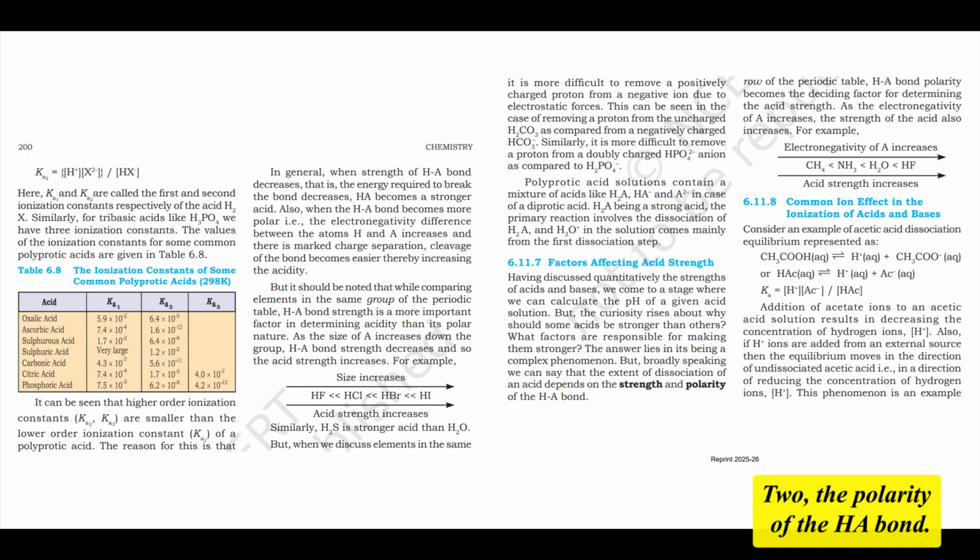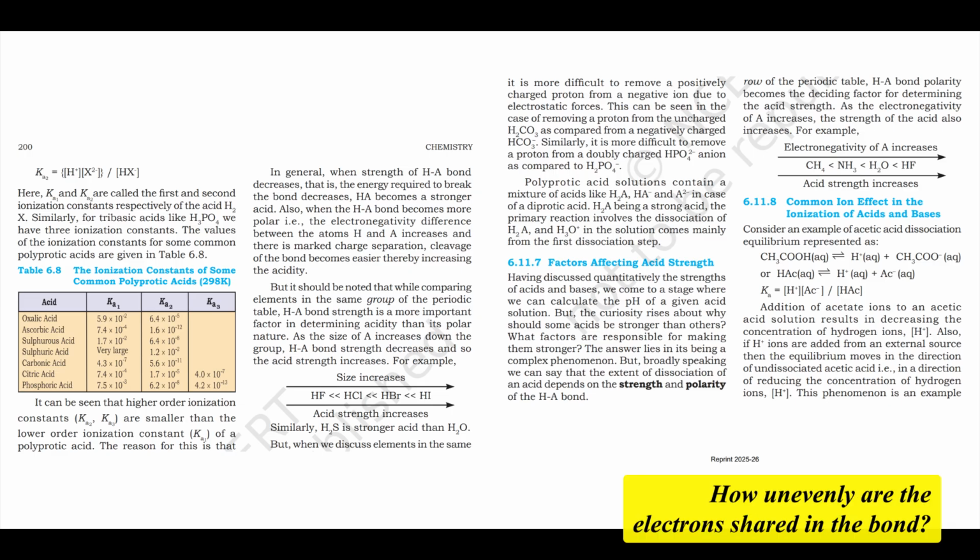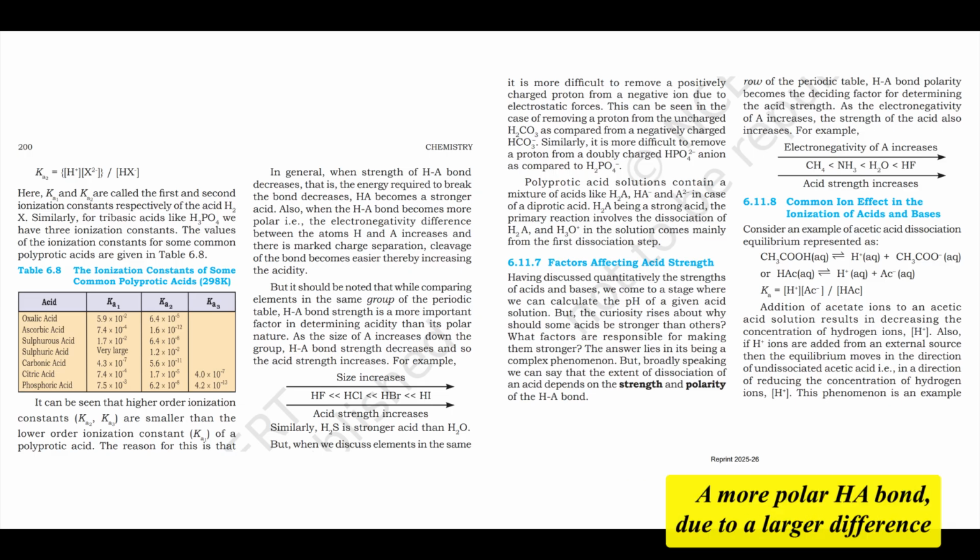Two, the polarity of the H-A bond. How unevenly are the electrons shared in the bond? A more polar H-A bond, due to a larger difference in electronegativity between H and A, means the hydrogen atom carries a greater partial positive charge, making it easier for it to leave as H+.